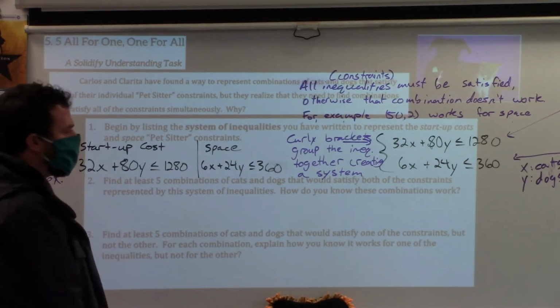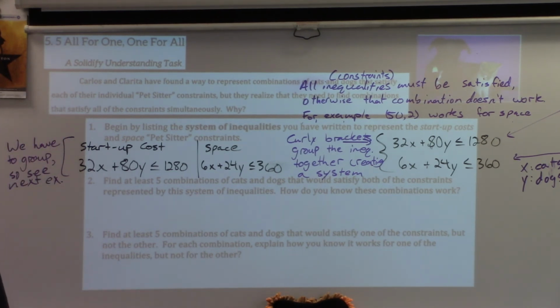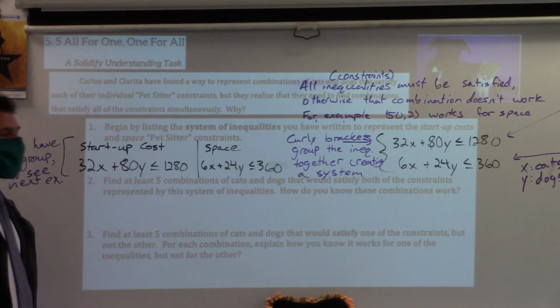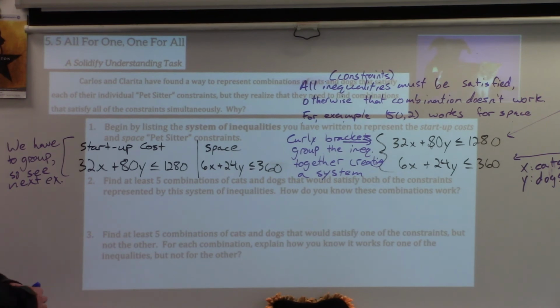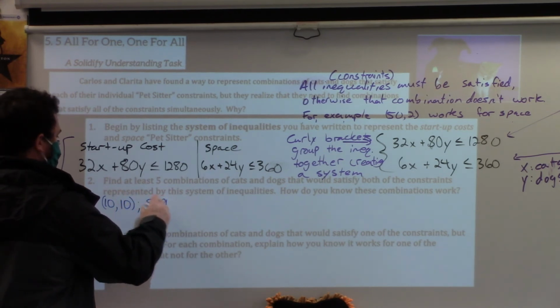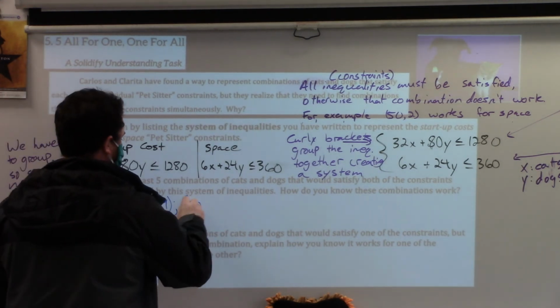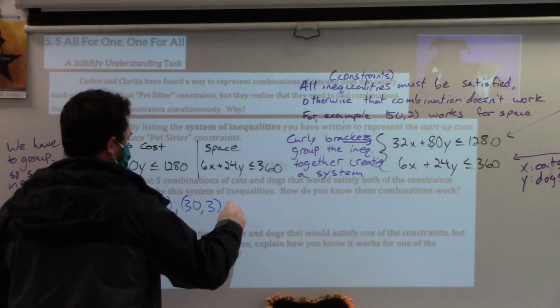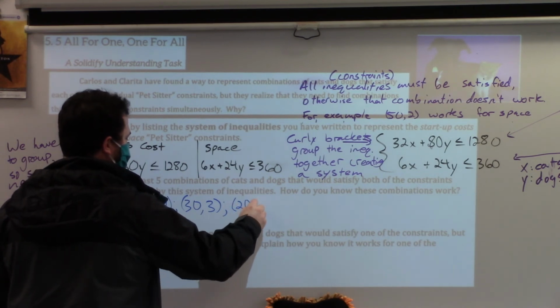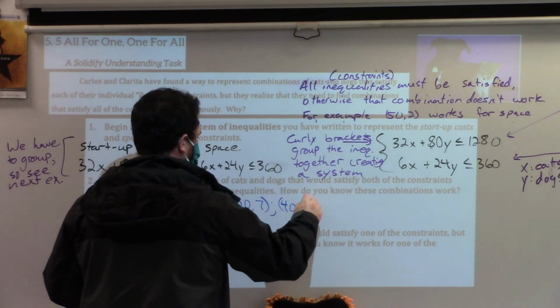All right, let's have a quick conversation. I know there wasn't many. Mylan Deacon, can you tell us a couple of combinations of cats and dogs that you found would satisfy both of the constraints? 10 comma 10. Okay? 5 comma 9. Any more, or is that where you got to? 30 comma 3. Okay. 40 comma 7. And 40 comma 5. Was it 20 comma 7? Yeah. And 40 comma 5. Okay.